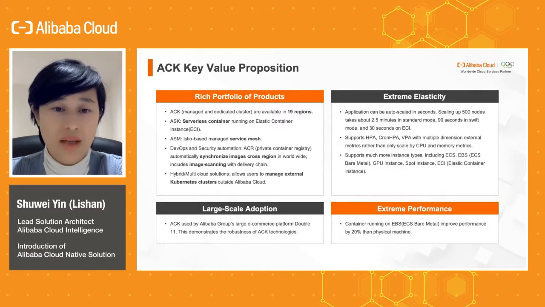The first one is rich products. ACK has managed and dedicated clusters available in 19 regions. ASK, which is a serverless container running on elastic container instance. ASM, which is Istio-based managed service mesh. ACR, which is private container registry. It can automatically synchronize images cross-region worldwide, and includes image scanning within the delivery chain.